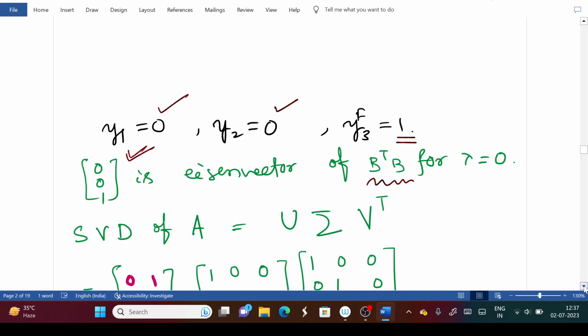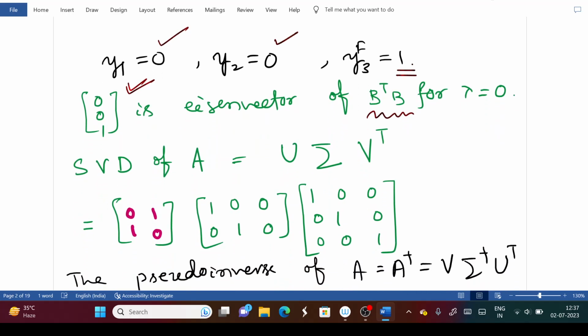Now the SVD of A is equal to U sigma V transpose. Observe here the U which I have written is 0, 1, 1, 0. This is my first eigenvector. This is my second eigenvector. Specifically, why have I changed the order? Because observe, when I write my sigma, how will the sigma be? Largest eigenvalues square root. So 1's square root is 1. So this value and this value should be written here.